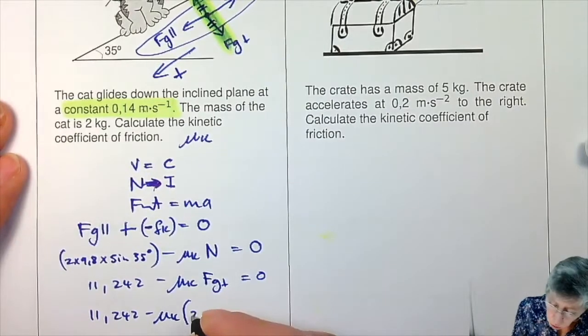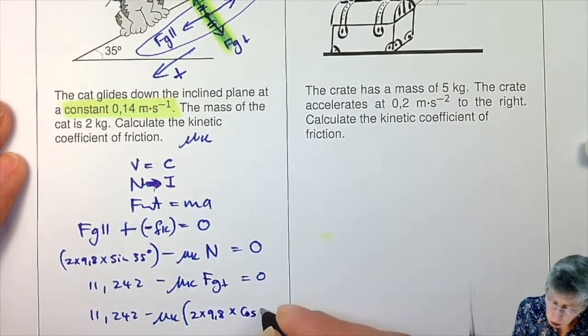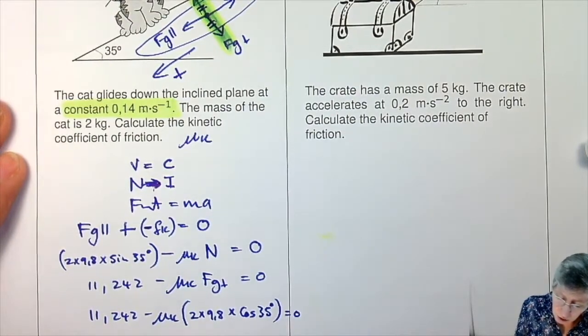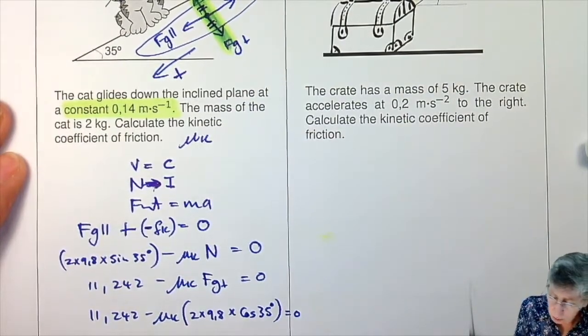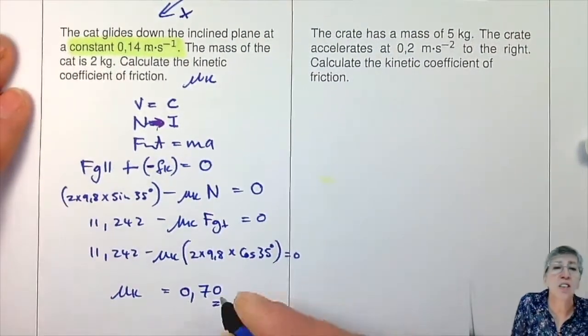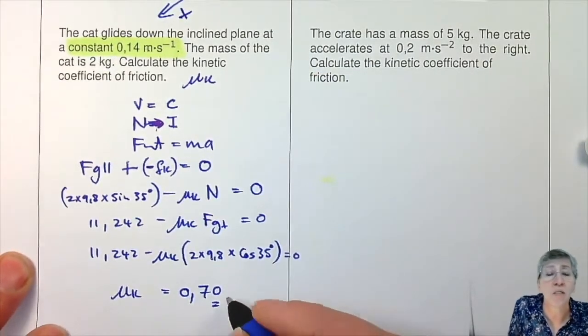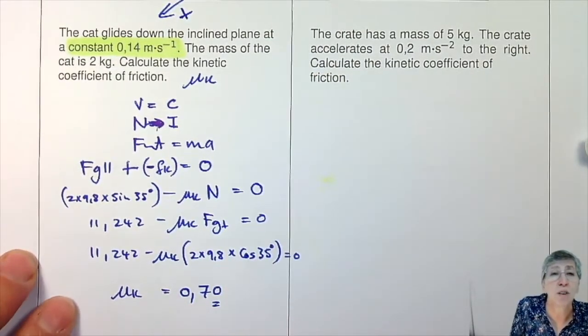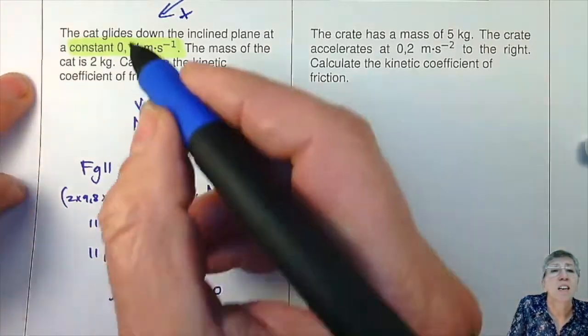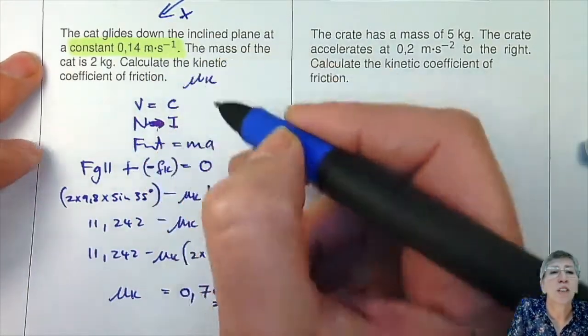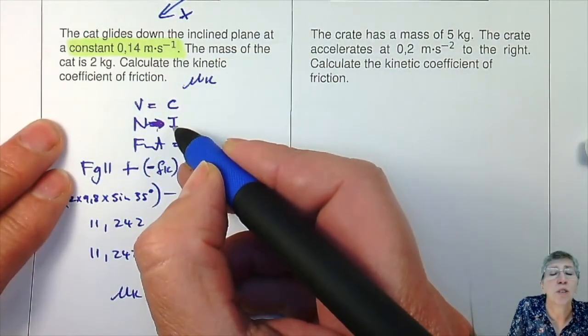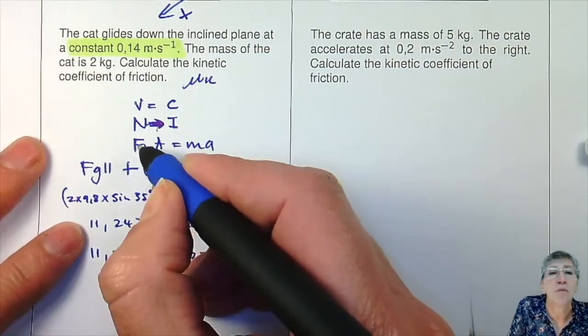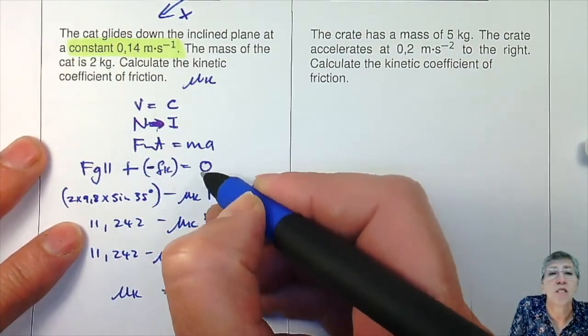So that will just be gravity perpendicular. How do I get gravity perpendicular? That will be the whole gravity times cos of 35 degrees. And that always together is 0. So I solve for mu k, and when you do that, you end up with 0,70. Just don't drop that last 0, right? There must be 2 places after the comma. So here the fact that it was constant velocity was telling me I'm working with Newton's first law, telling me I have to start with F net equals 0.